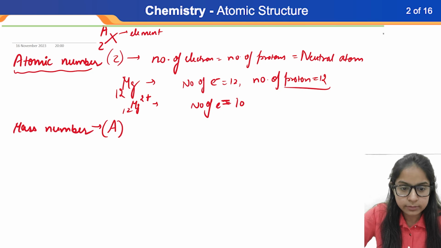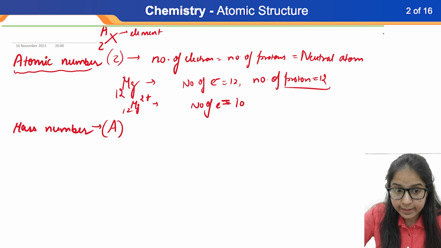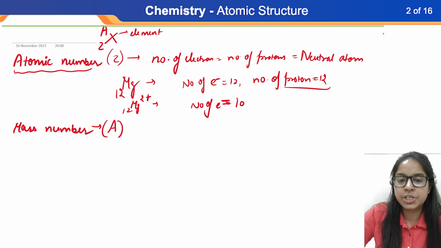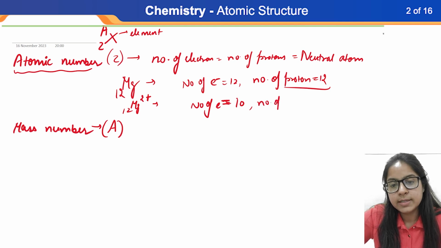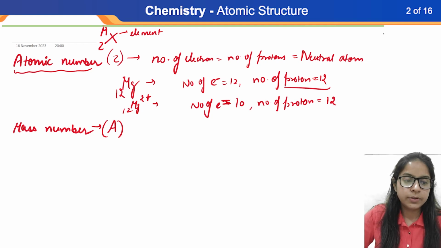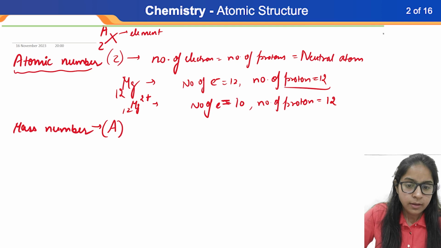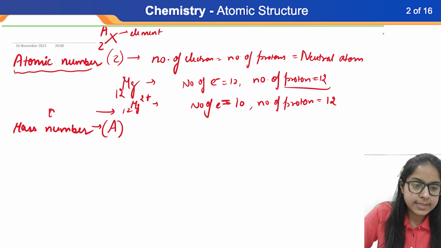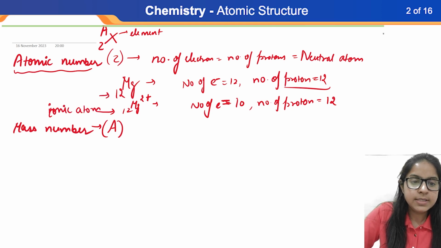If there is a cation, the electrons are going to decrease. If there is an anion, then the electrons are going to increase by that charge. The number of protons remains the same, because only the electrons are removed, but the protons in the nucleus are not removed. Now this is for a non-neutral, or ionic, atom. This is a neutral atom.